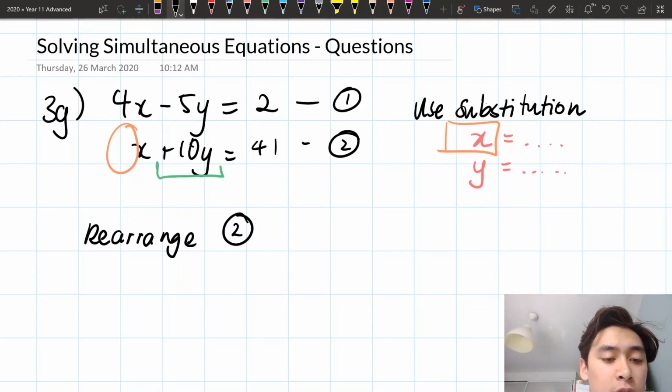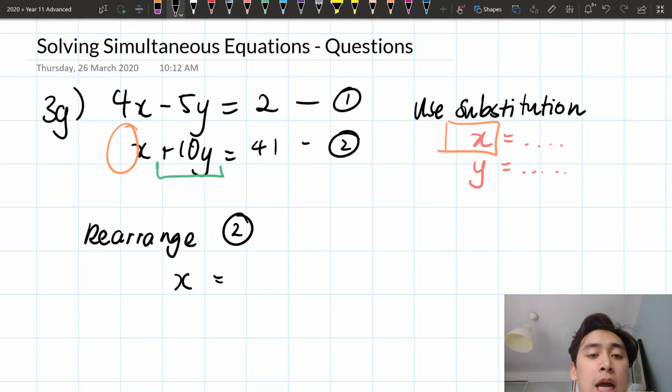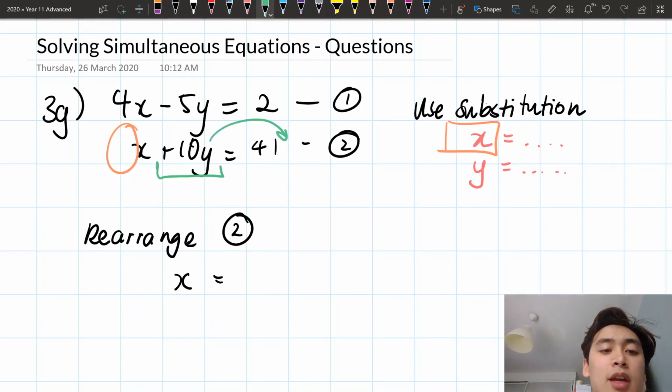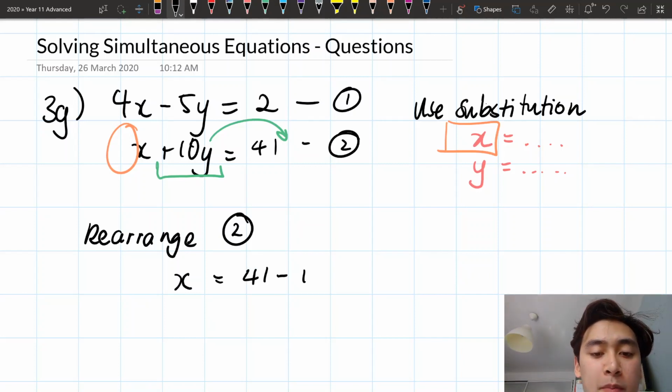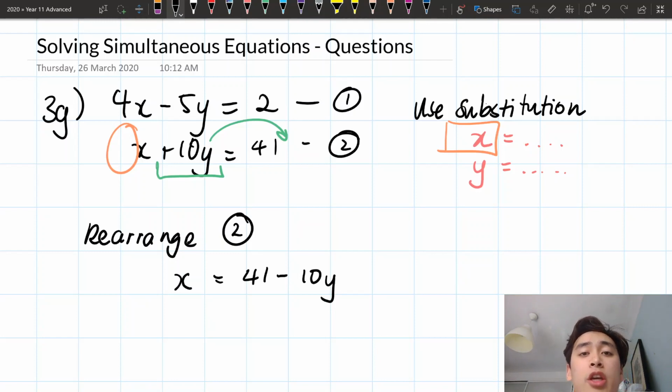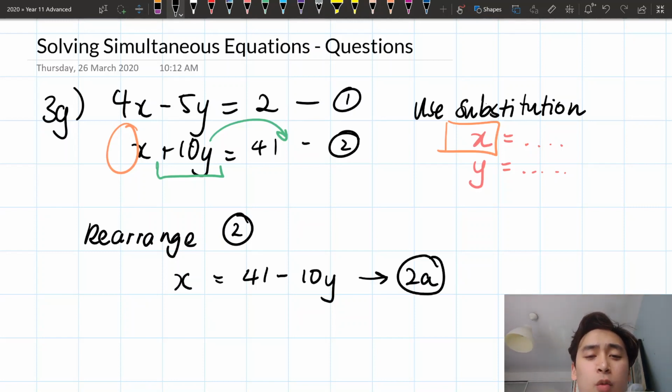So I'm going to have x on the one side by itself. I'm going to rewrite this, it's a little bit messy. x all by itself on one side, and that's equal to, when I move that 10y to the other side, it becomes minus 10y. So here I'm going to have 41 minus 10y. Okay, so that's rearranging equation number 2 first. So I'm going to rename this equation. I'm going to call it 2a because I worked off of equation 2 to get to this second equation.